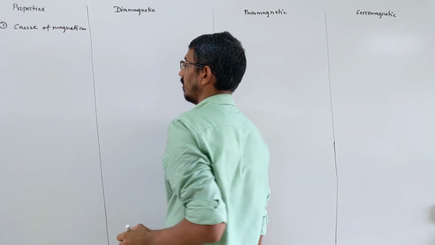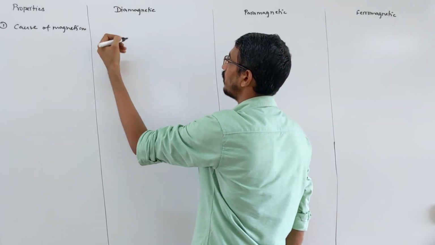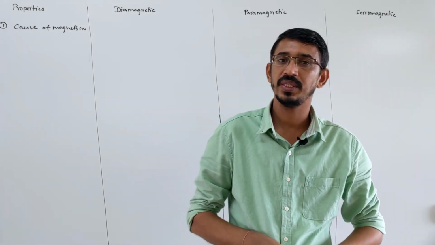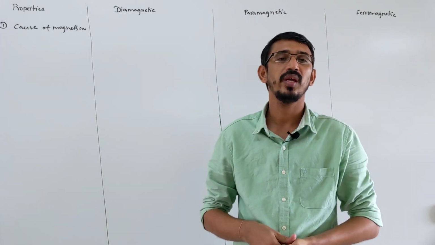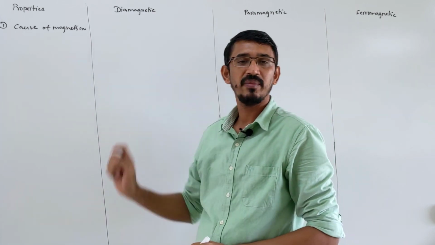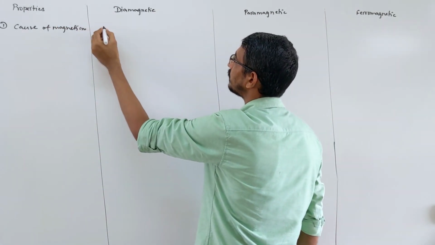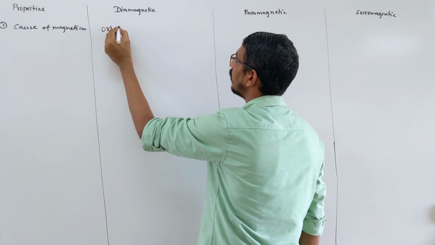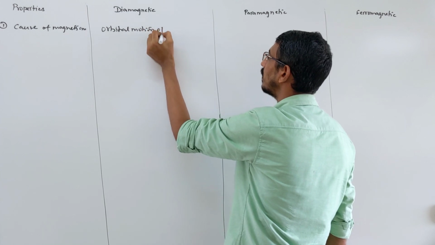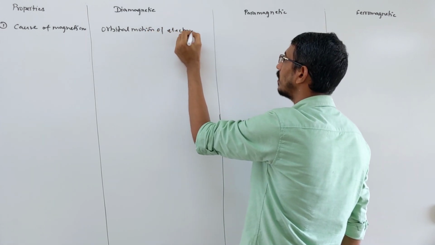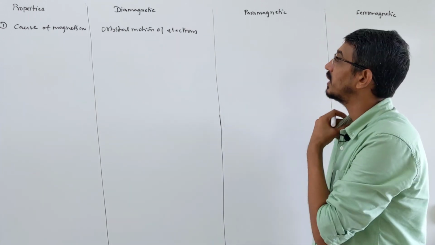How will this magnetism develop? What is the source of diamagnetism? Diamagnetism is produced because electrons are moving in orbits in an atom. So this orbital motion of the electrons will generate what? Diamagnetic properties. So the source or cause is what? You write: orbital motion of electrons. Electrons are moving in their respective orbits, and that will generate your diamagnetic properties.